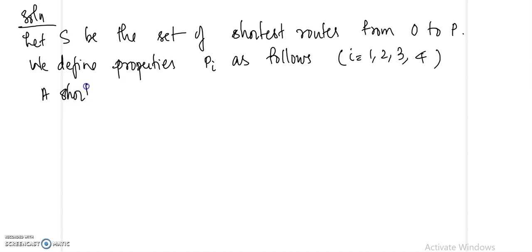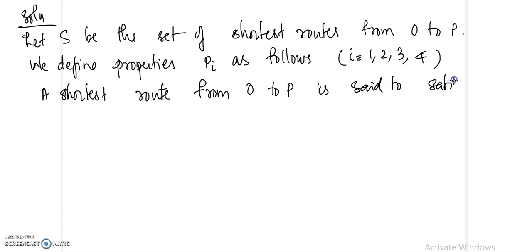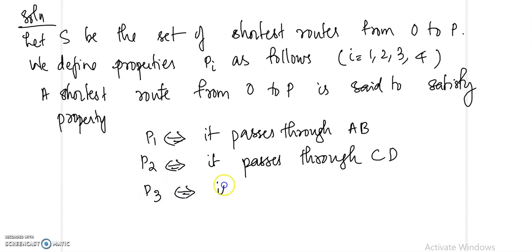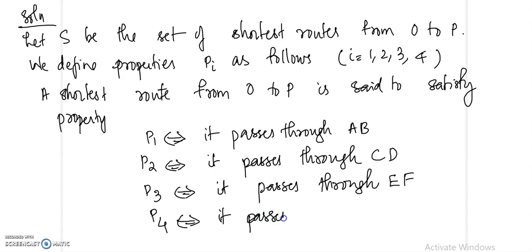A shortest route from O to P is said to satisfy property P1 if and only if it passes through AB, P2 if and only if it passes through CD, P3 if and only if it passes through EF, and P4 if and only if it passes through GH.